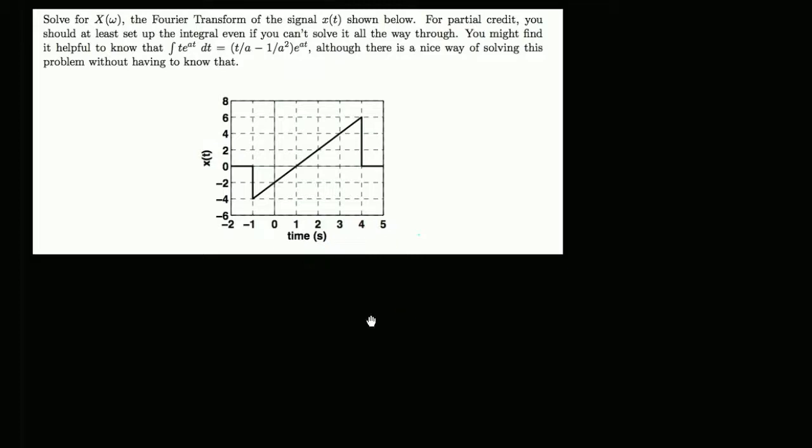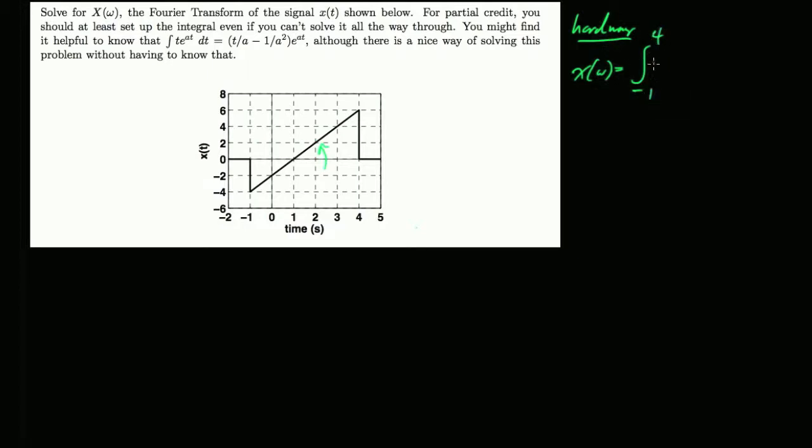Okay. So let's start with the hard way. At the very least, I'll set it up. I may not do the whole integral the whole way through. But the hard way is, first, find the equation of that line, and then apply the definition of the Fourier transform. So we know that the Fourier transform is an integral over all time, which in our case is going to be from minus 4 to 4, right? Because everywhere else it's 0. And then it's going to be minus 1 to 4.